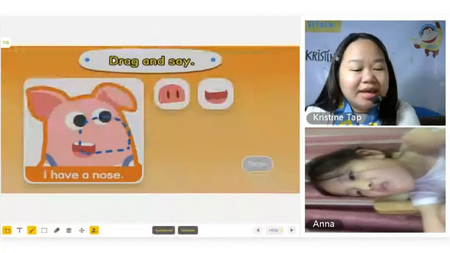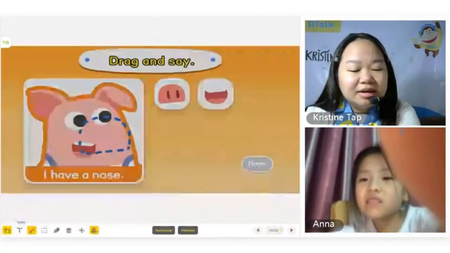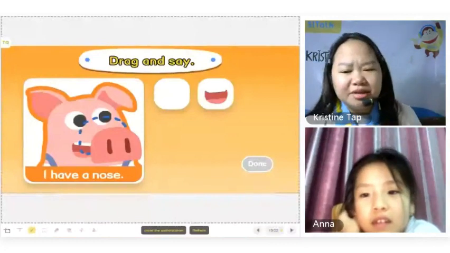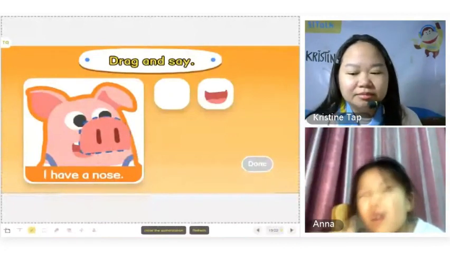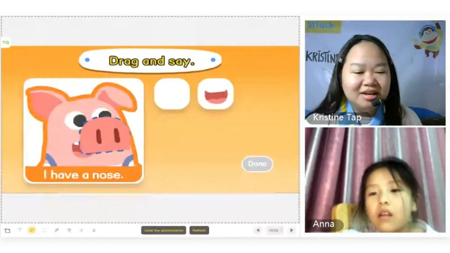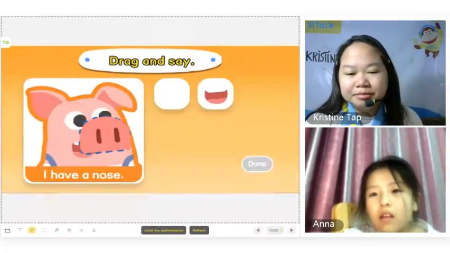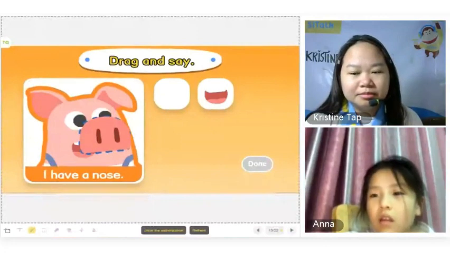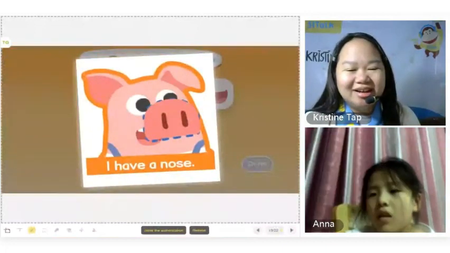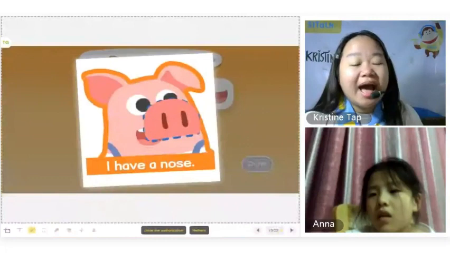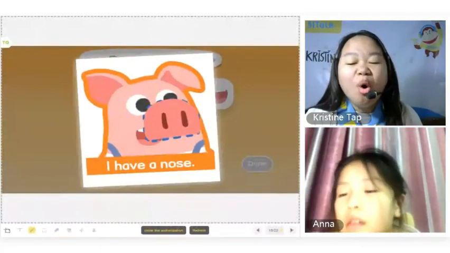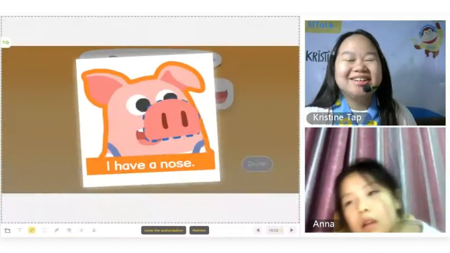So now, can you draw? Where is the nose of the pig? Picture. Are you done? Okay, very good. Good job. I have a nose. I have a nose. Okay, very good.